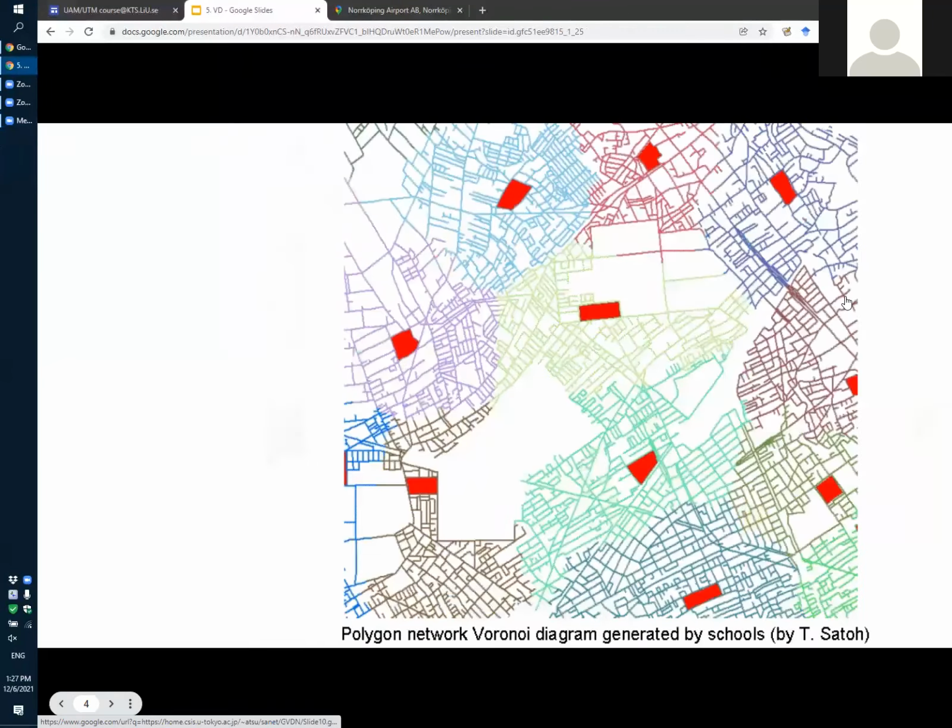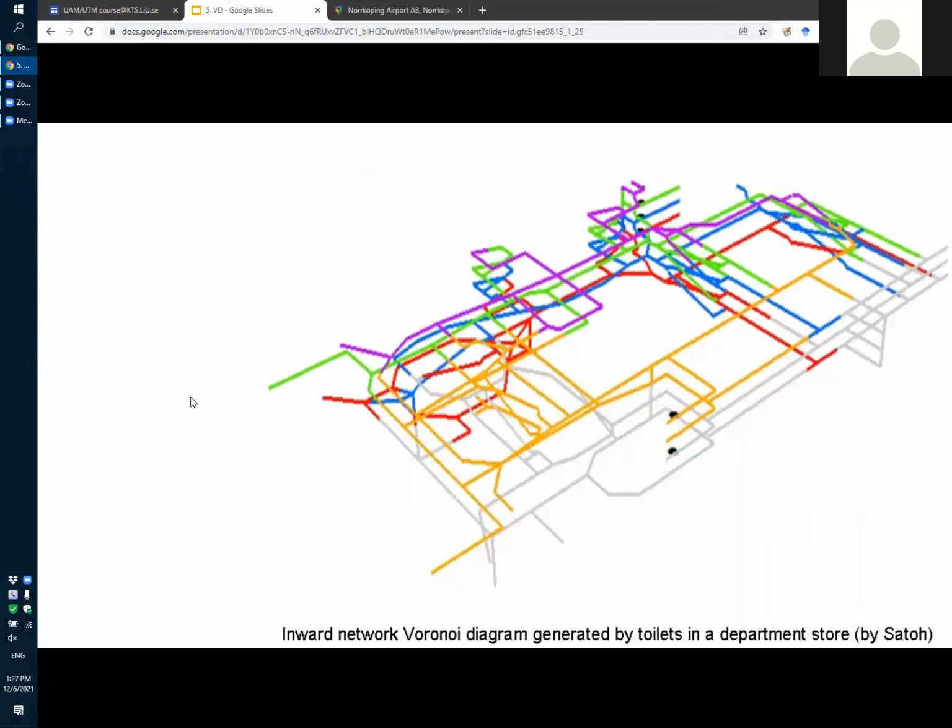And here are some, oh, sorry, I meant to change the slide. Here are some more examples. Again, you have these schools, the red schools, and then the question is how do you split the city into the schools so that the kids travel to the schools as little as possible. Here is another picture with a Voronoi diagram by restrooms in the department store.